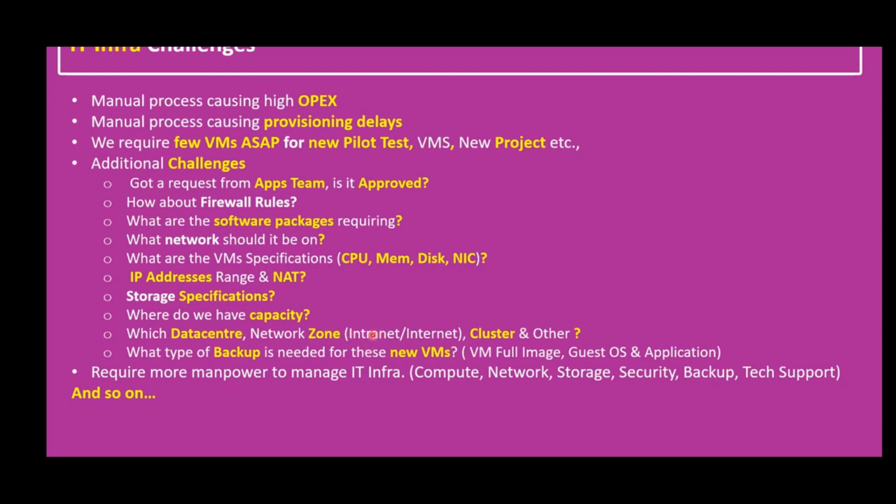And the network zone can be either an intranet network or internet network. Maybe some VMs need an intranet. Intranet means it will communicate within your organization. Internet means those VMs are able to communicate with external websites also.